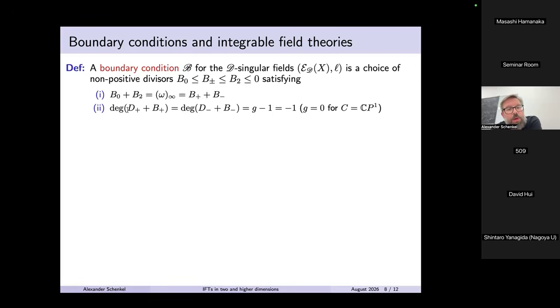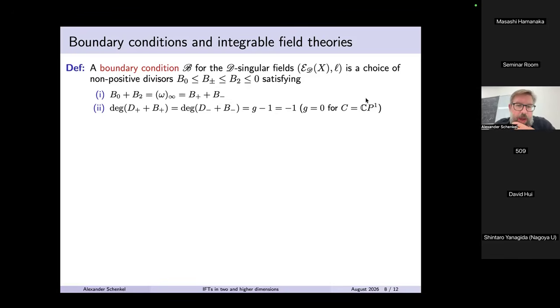Then you have another condition which requires that the degree of the sum of the singularity structure and boundary condition divisors for the plus and the minus must be something very specific, genus -1 or -1, because we are here on CP1.